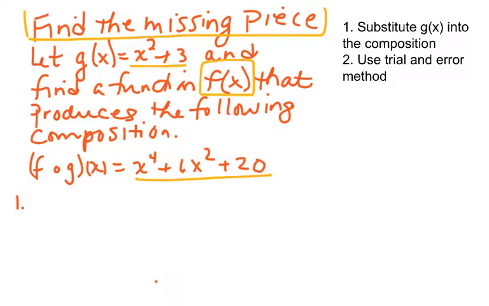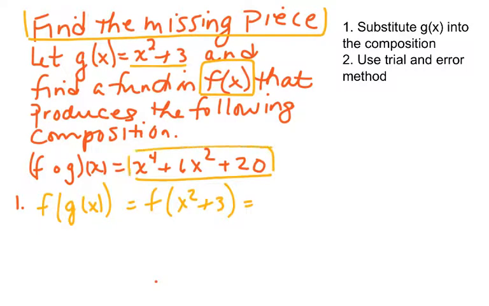Well, there's a couple of things that you can do to start the process. The first is to substitute g of x into the composition. So the composition right now is f composed with g, so it's f of g of x. I would substitute in g of x directly into this composition, and that has to equal the right hand side of this equation. So that has to equal x to the fourth plus 6x squared plus 20.